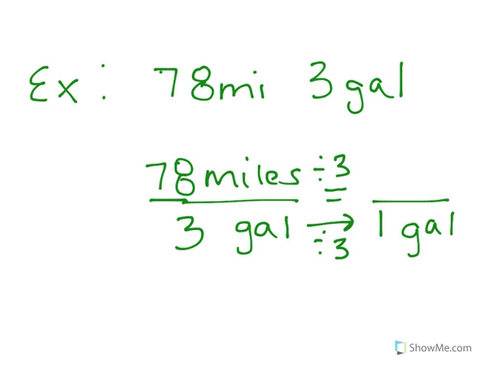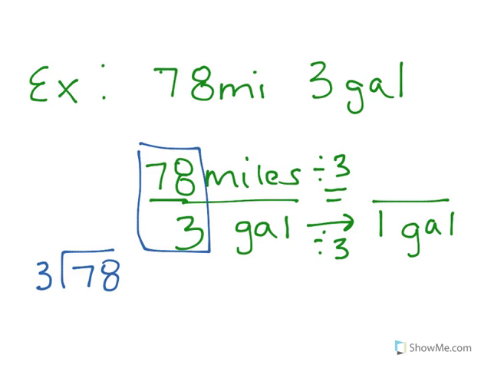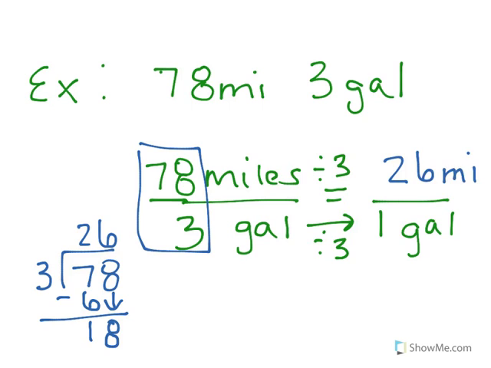So really my problem is just taking 78 divided by 3. Again, we're just dividing these two numbers. So 3 goes into 7 2 times. Subtract, bring down. 3 goes into 18 6 times. So I can write 26 miles per 1 gallon. So that is my unit rate.